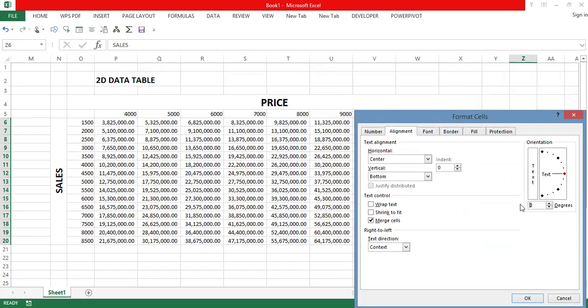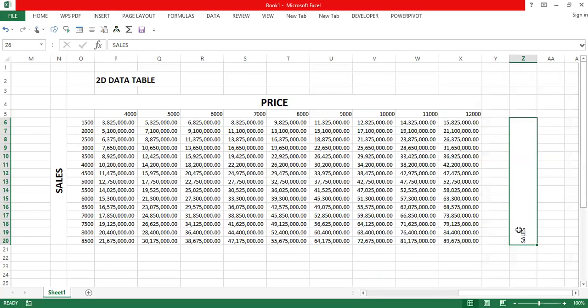You can use angle here, just type 90 degrees, but if you are not used to that, no problem. You can just drag it. Just click on this red point here and drag it like this, which means you want it to point up, to face up like that. Click OK. It becomes like this.